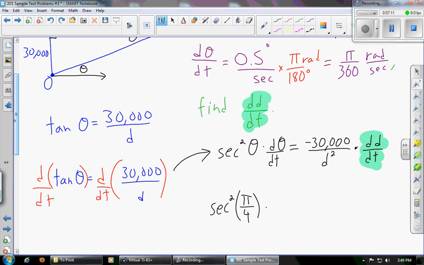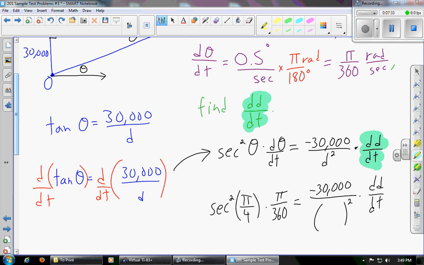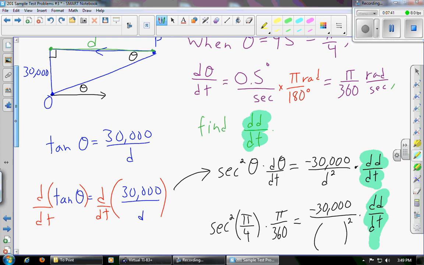Hopefully that's given. It says it was 0.5 degrees per second, but we have to change that to radians per second. So that's pi over 360 radians per second equals negative 30,000 over d squared, pause on that, times dd dt, which is again the thing that we're after. So if somehow we can figure out what d is, we throw it in the blank, and then it's just an algebra problem. Okay, so do we have d given to us anywhere?